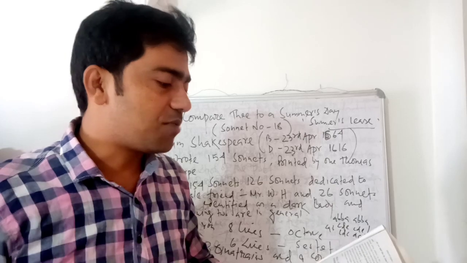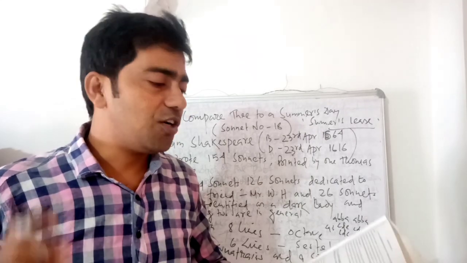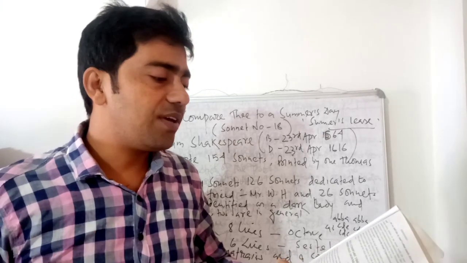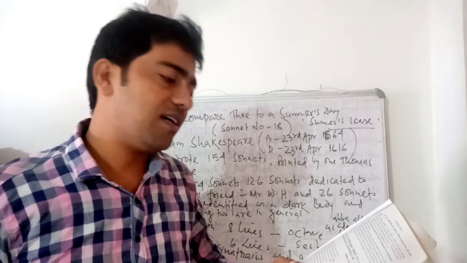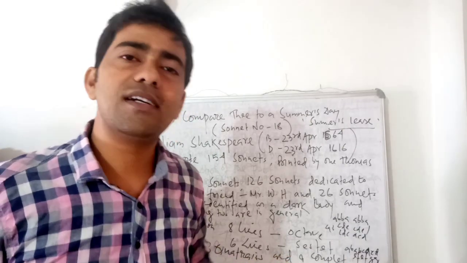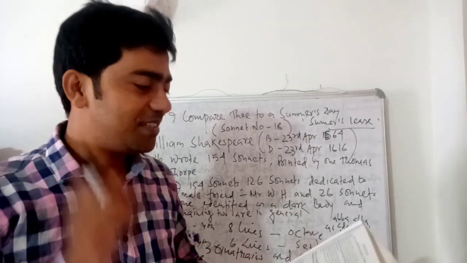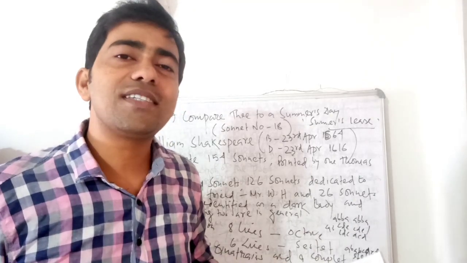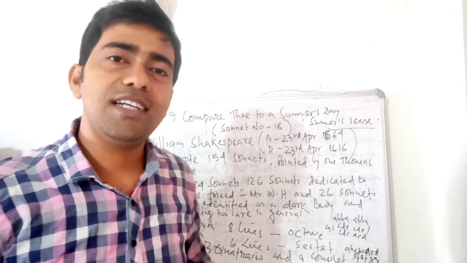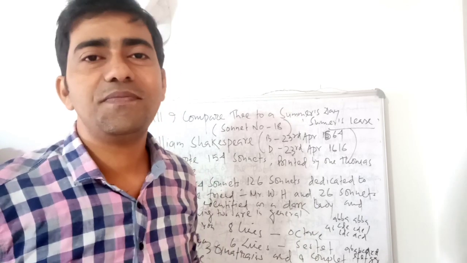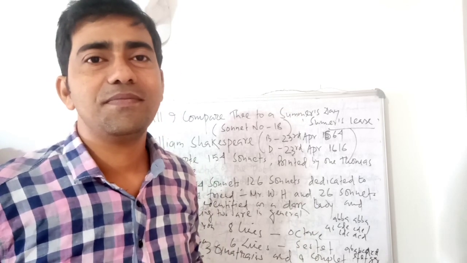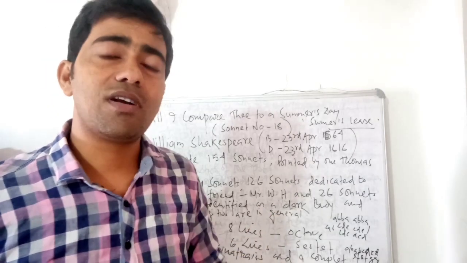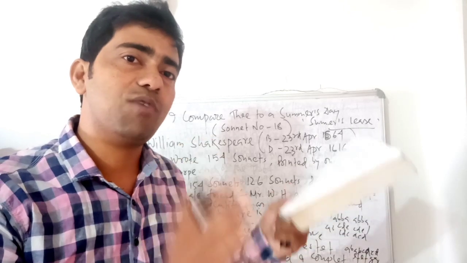All right? Next quatrain. Sometimes too hot the eye of heaven shines, and often is his gold complexion dimmed, and every fair from fair sometimes declines, by chance or nature's changing course untrimmed. Very good quatrain. Sometimes too hot the eye of heaven shines. The poet continues describing the short-lived summer's disposition, the short-lived summer season's quality.